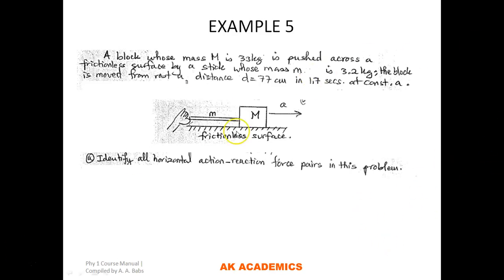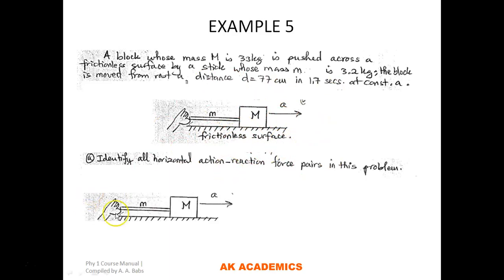As you can see stated in the question, we have the hand pushing a stick, and the stick has a small mass, 3.2 kg. The main mass that the stick is pushing is capital M, and we have our acceleration moving in the forward direction because the push is coming from behind. The mass is resting on a frictionless surface. How do we identify the action-reaction force pairs in this problem? Let's go ahead and do that.